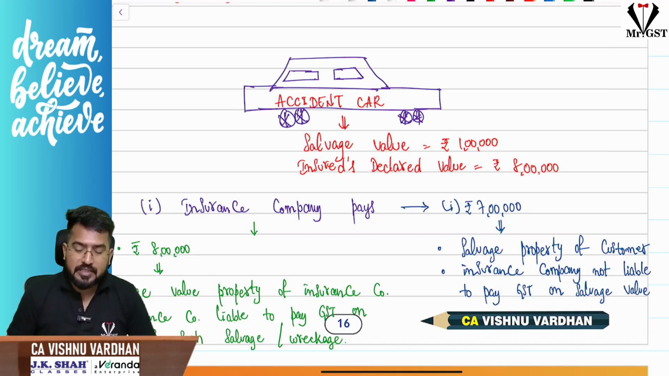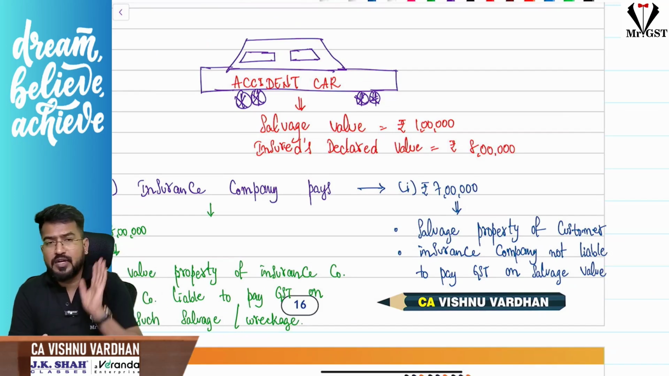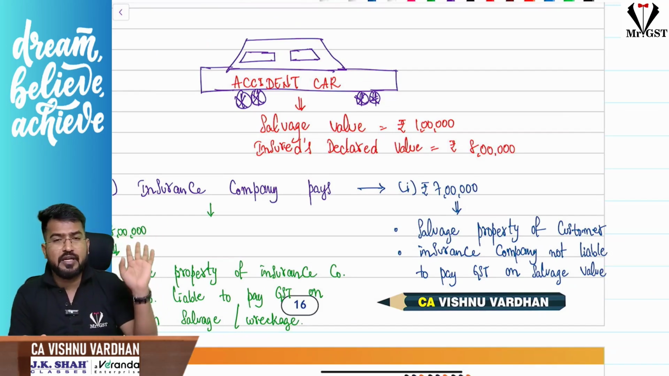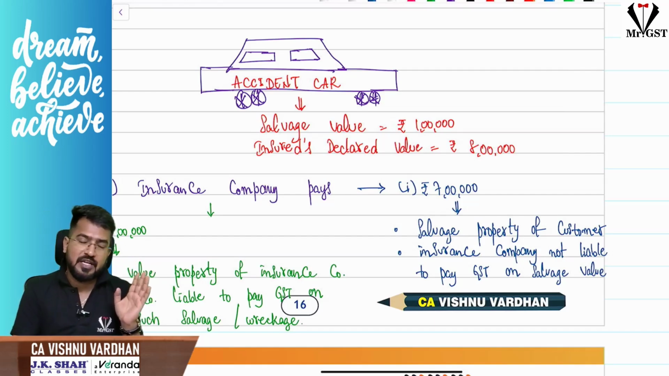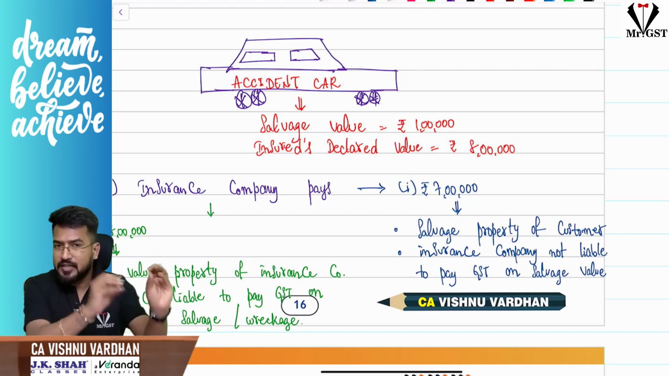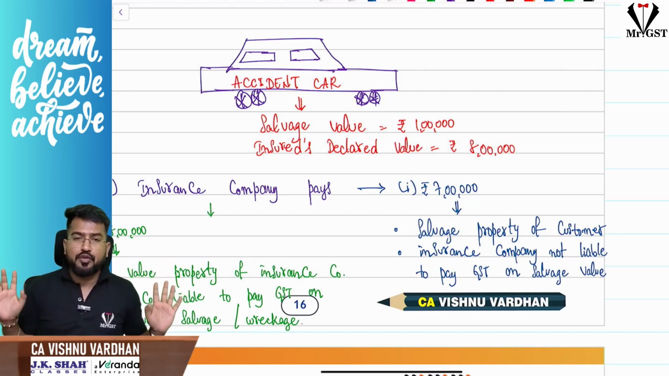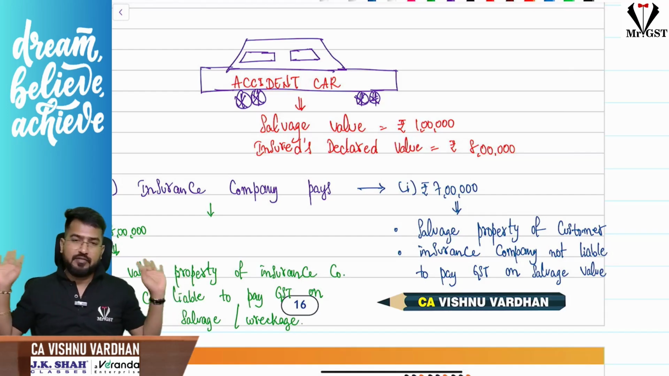Now the car is damaged. Imagine the insurance company is only paying, saying the car will give you 1 lakh, however you go and sell the car and recover 1 lakh, I don't care, I will pay you only 7 lakhs. So the insurance company has paid 7 lakhs. Now the insurance company doesn't have any connection or responsibility with respect to that salvage value or wreck value of that particular car. So the insurance company doesn't have any responsibility to pay tax on that salvage.